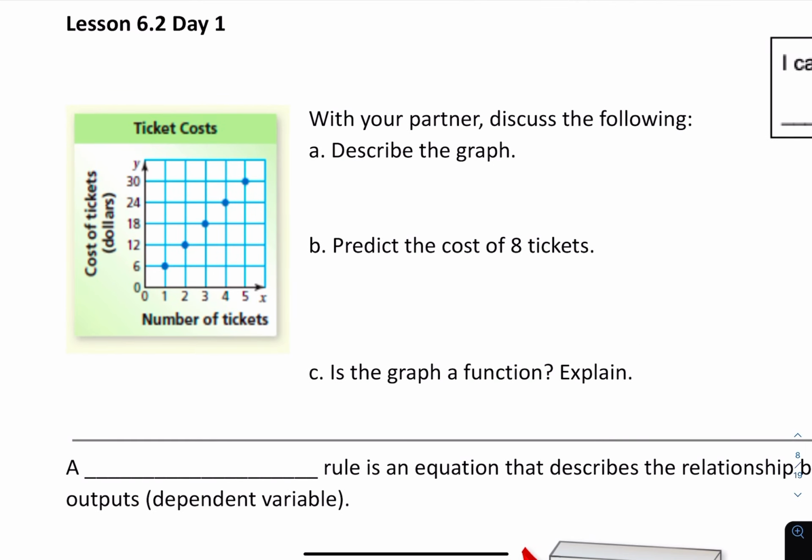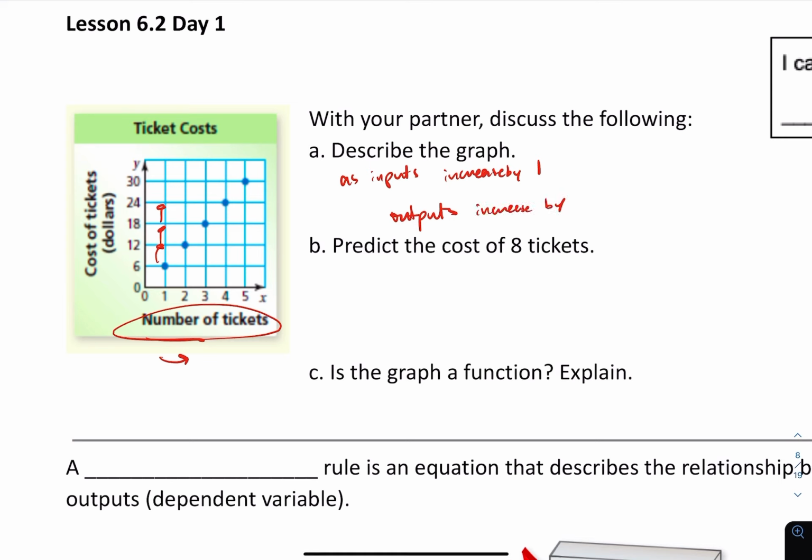So describe the graph. Well, you can say inputs increase by 1, right? Your inputs are your x. So as it increases by 1, your outputs increase by what? What does it go up by? It looks like it goes up by 6.